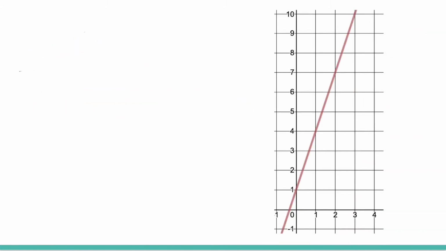So if I was trying to find the equation of this line, we know that it has the equation y equals mx plus b. So we need to find the gradient and we need to find the y-axis intercept. The y-axis intercept is very easy here. We can see it crosses at 1. So that tells me that this value here is 1.